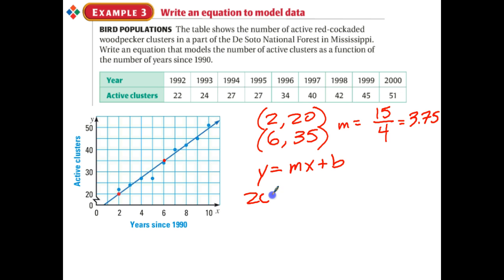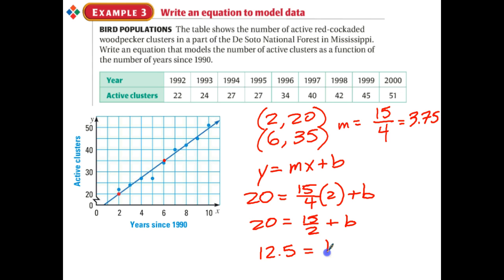So I've got 20 is equal to the slope, which I'm going to do 15/4 right now because I'm using 2, and I think it's going to be somewhat easy to do. So I'm going to multiply this by 2 and get plus b. So I'm going to get 20 is equal to, well, 2 cancels out with 4, so I'm going to get 15/2, okay, plus b. Well, 15/2 is 7.5, so if I subtract 7.5 from both sides, I'm going to end up with, what, 12.5 is equal to b.